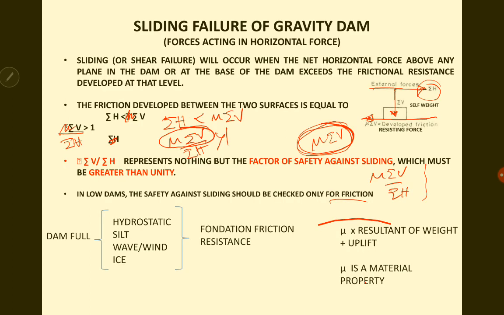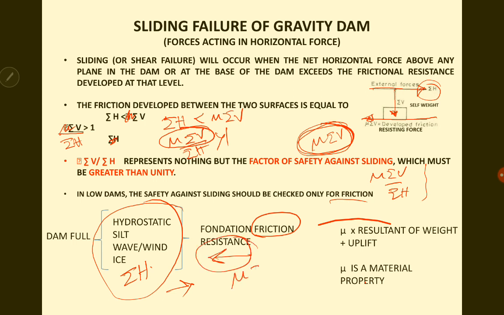Okay. Now what will be the forces that cause the horizontal force? The horizontal force will be either due to hydrostatic, silt pressure, or wave or wind or ice pressure. All these will be the contributors to sigma H. Now the friction will be the contributor to the opposite force. These are the two forces here. What will be the value of this force?